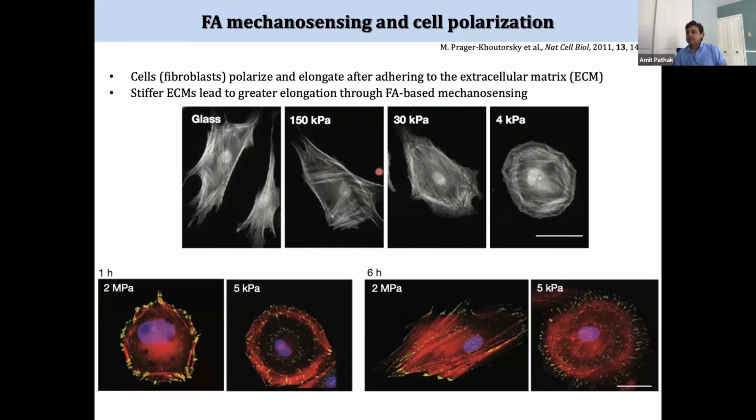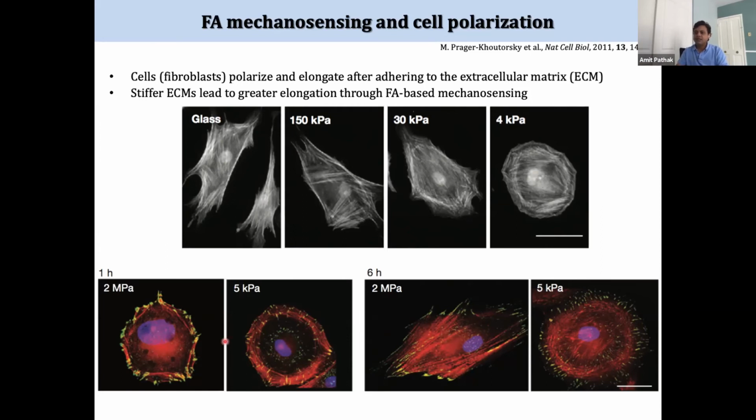This is on glass and different ECMs. On top are actin fibers. Those are the force generating elements within the cell. So glass, 150 kPa, 4 kPa. The cell shape is very different. And if you look at the focal adhesion distribution, which is in green and yellow, their orientations are along the direction of actin fibers, meaning whichever direction the focal adhesion is being pulled in, that's the direction it's going to grow in. And they become bigger and bigger with more actin fibers and higher forces, which itself depends on ECM stiffness.